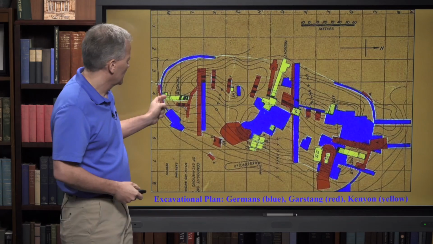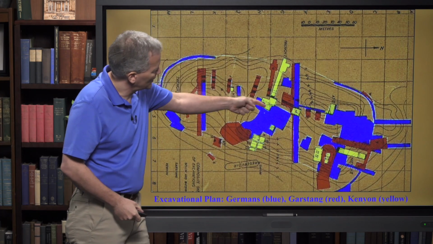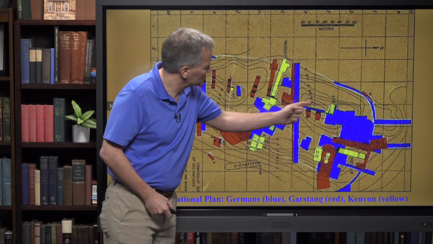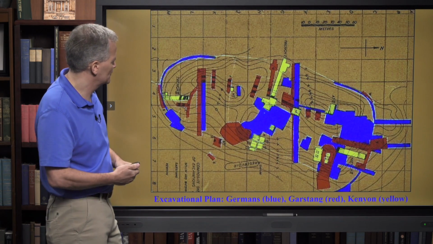And then the yellow area, I almost forgot to mention, is the excavation under Kathleen Kenyon. So she did even less work there in her time in contrast to the other two archaeologists.